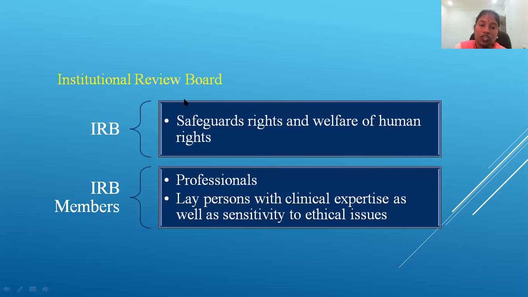And the institutional review board, IRB: from where do you take the permission? It is for safety, rights and welfare, the human rights. So with that permission you have to conduct the studies on healthy human volunteers. And what are the members of the IRB? The members are medical professionals and lay persons with clinical expertise, as well as those sensitive to ethical issues.